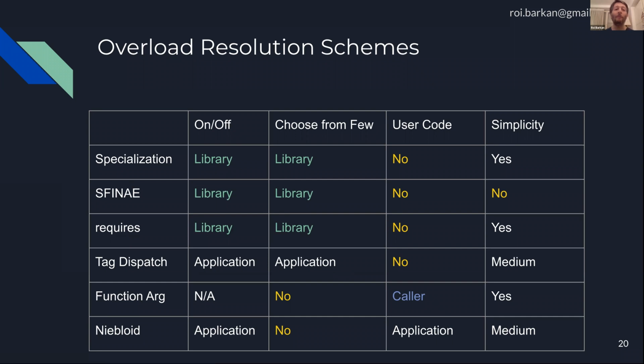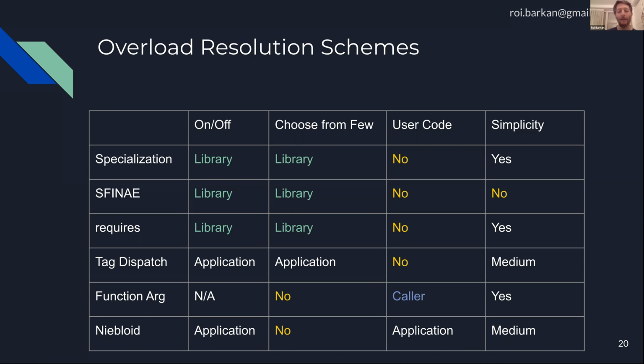Okay, so here's a short summary of the different ways to do overload resolution that we talked about, and a little bit about the differences between them. First of all, let's talk about on-off. What do I mean by on-off? I mean, which of these methods can be used to include or exclude a specific algorithm for specific types. For example, I want to make sure that the min algorithm will not be called for objects that do not have std::less for them. If I use specialization, the library itself can define which types it is specialized for and which types it is not.